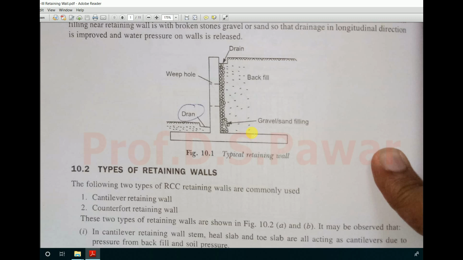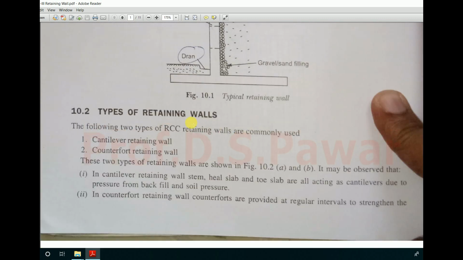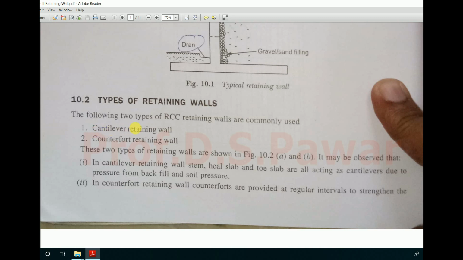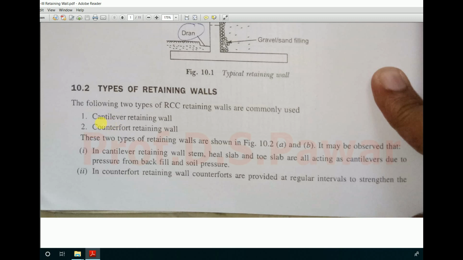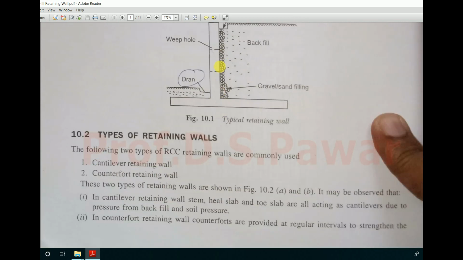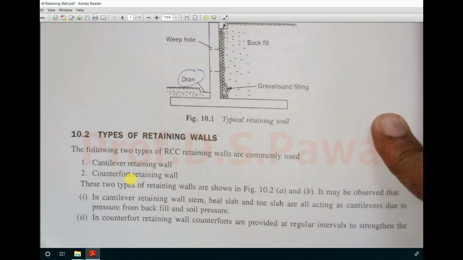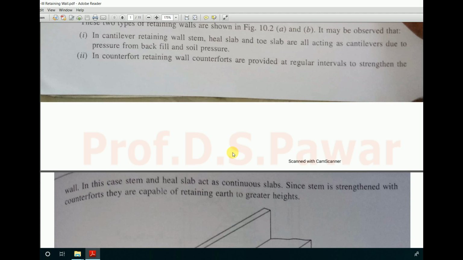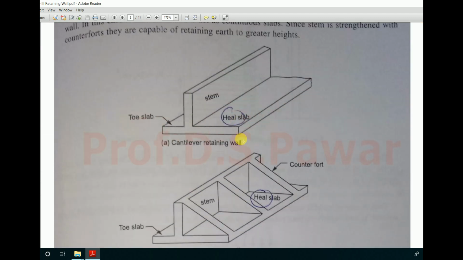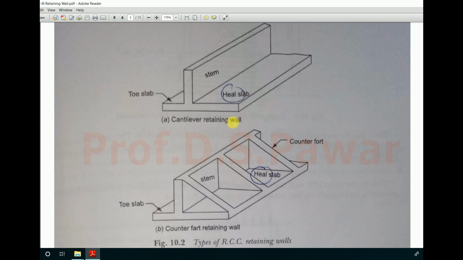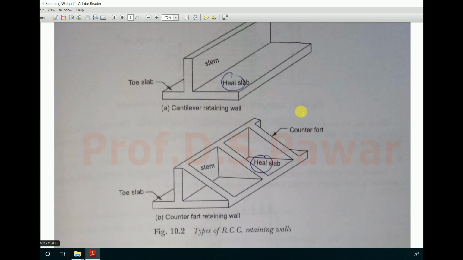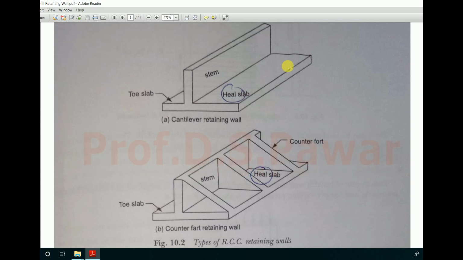Basically there are two major types of retaining wall. The first is the cantilever retaining wall, and the second is the counterfort retaining wall. The difference between the cantilever retaining wall and the counterfort retaining wall is the behavior of the stem in the retaining wall. This is the stem. We are going to see the cantilever retaining wall and the counterfort retaining wall. So these are the two types of retaining wall.